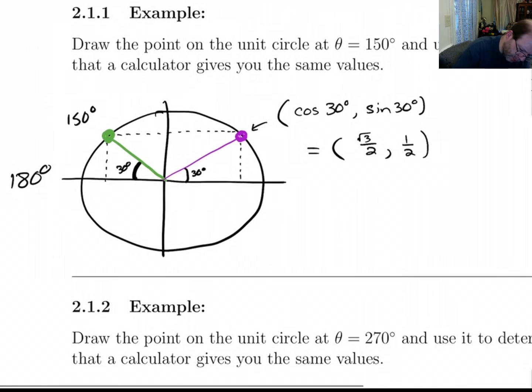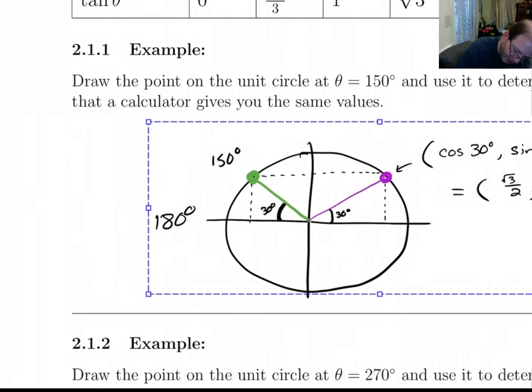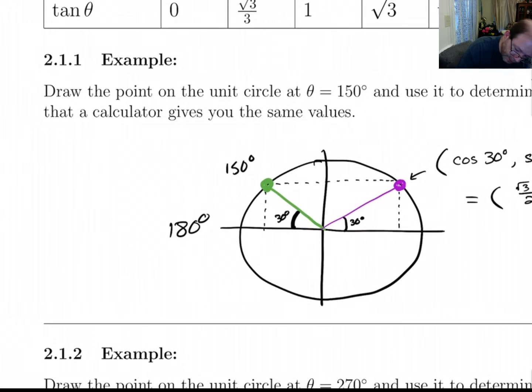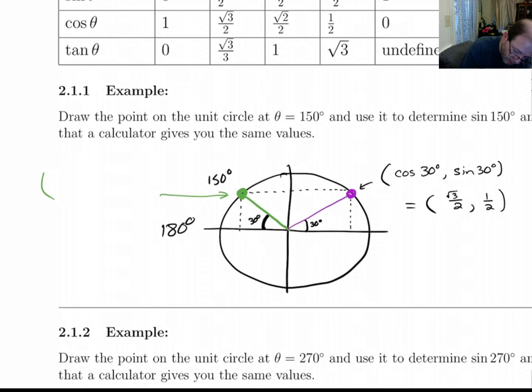So if we look at this other point over here for 150, I'm going to slide this entire drawing over. So for 150, this point, it's got the same y coordinate as the purple point, but its x coordinate is going to be minus root 3 over 2. So this lets us look in here and say this is cosine of 150 and this is sine of 150.